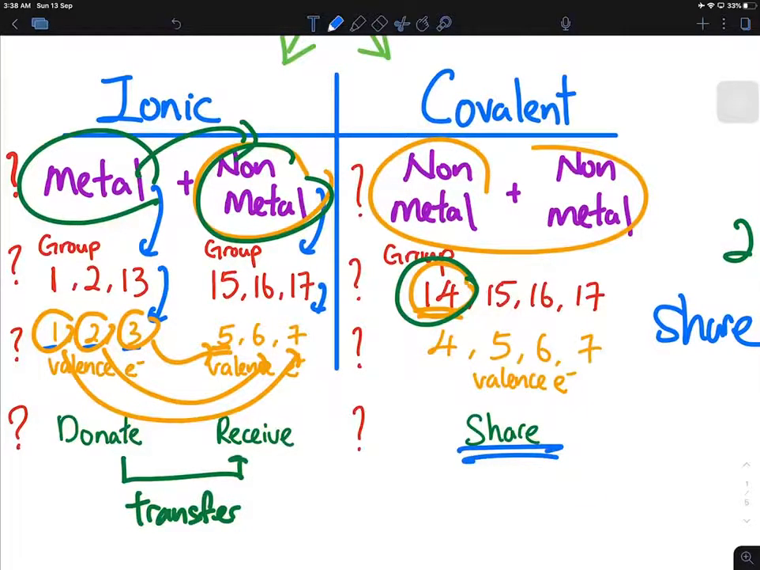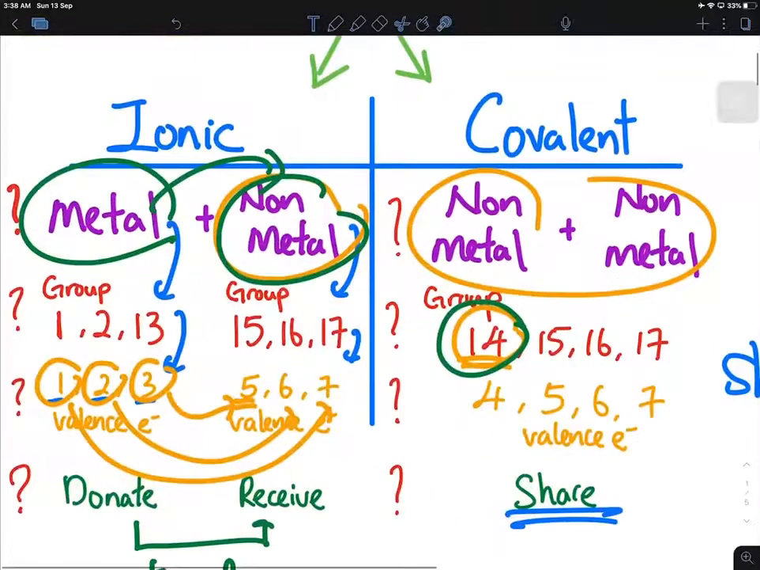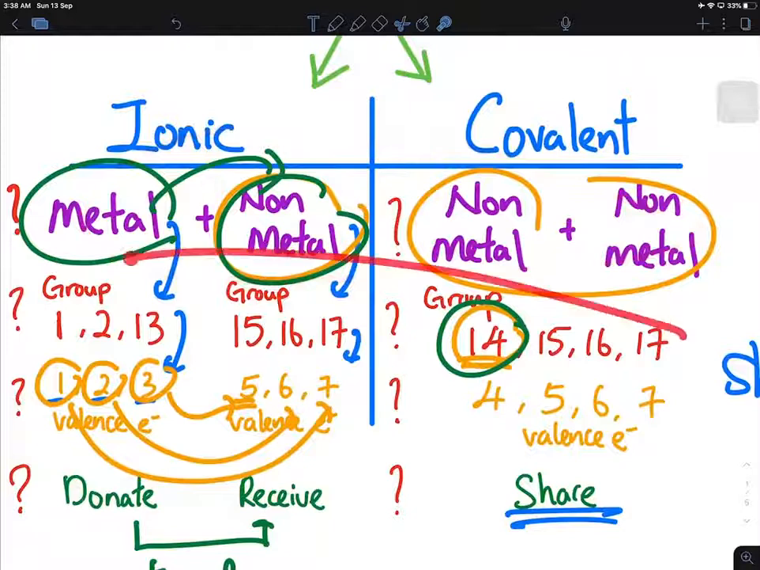Understand? So this is the first common question, whether the compound or the bond is ionic or covalent. How to determine? Metal, non-metal. How to determine metal, non-metal? Group. How to determine group? Valence electron. Just like that.